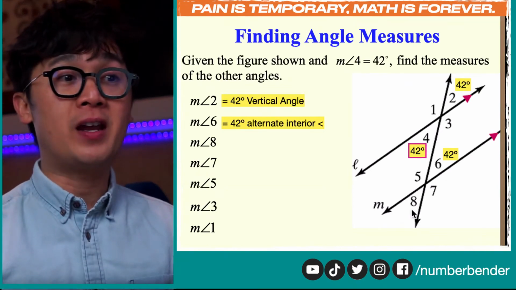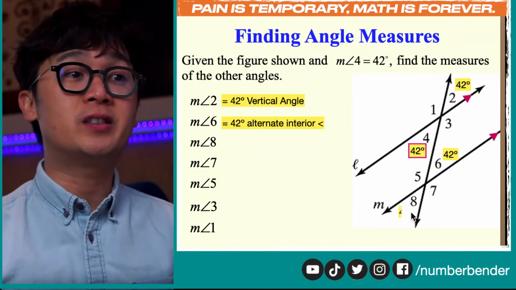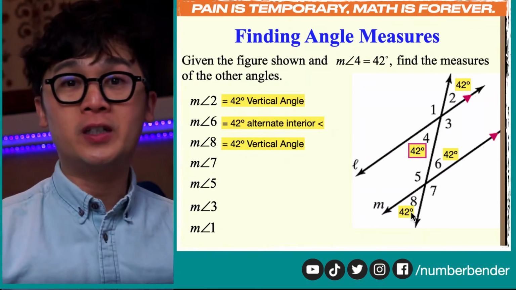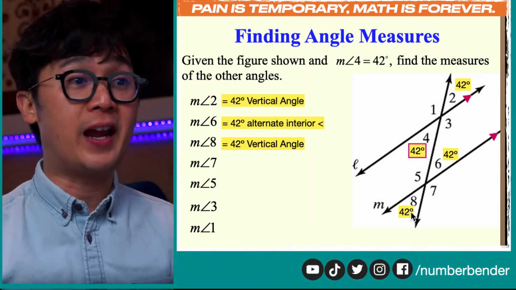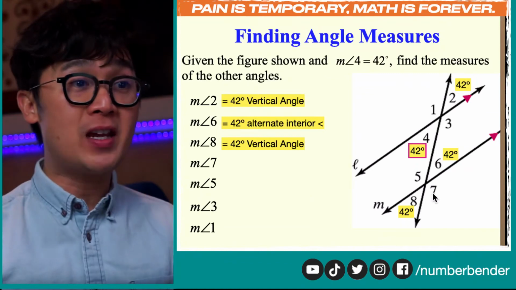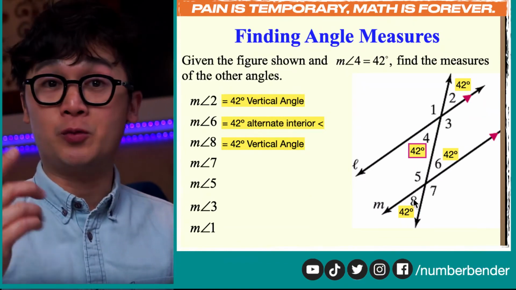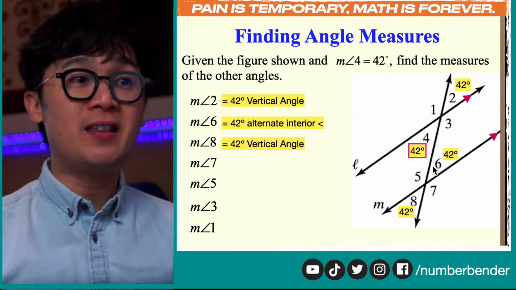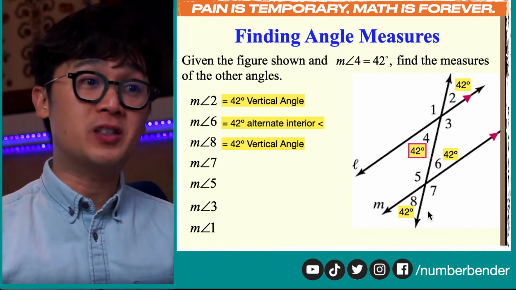And for the measurement of angle 8, easy peasy, because it is vertical to 6, so it's also 42 degrees. So we can now write 42 degrees for the measurement of 8 because they are vertical angles. And for the measurement of 7, we can use the measurement of 6 and the measurement of 8 because we already got those from the previous angles. And we can say that they are supplementary because they are neighbors and they form a straight line.